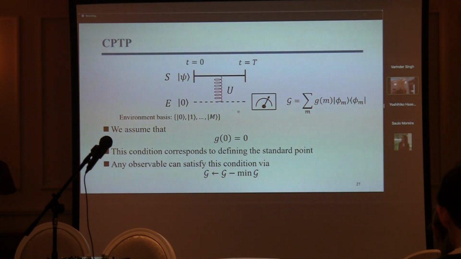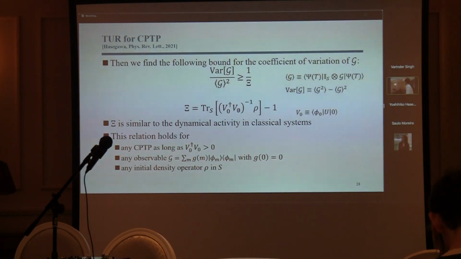This condition is not strict because it corresponds to defining the standard point. If we do not have this condition, the average of the observable can be arbitrarily large while keeping the variance constant. Any Hermitian operator can satisfy this condition by shifting the eigenvalue, and this is an example of shifting the eigenvalue. Then it is possible to derive the TUR for CPTP.